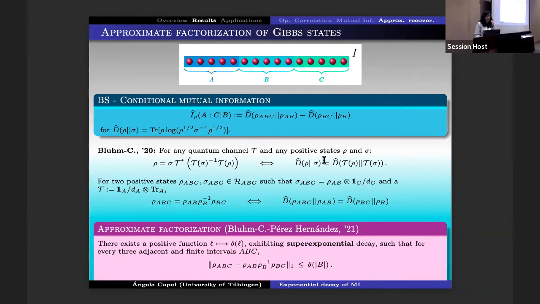And you have equality in the data processing inequality if and only if you can recover your state in this form. And actually, when you take the simplification to the tripartite state and sigma being a marginal of rho, then we have this expression, which is the analogous expression of quantum Markov chains in the relative entropy case. And in this case, we call it just being a BS recoverable state. And if you see, this is sort of parallel to the picture I was mentioning before for the relative entropy.